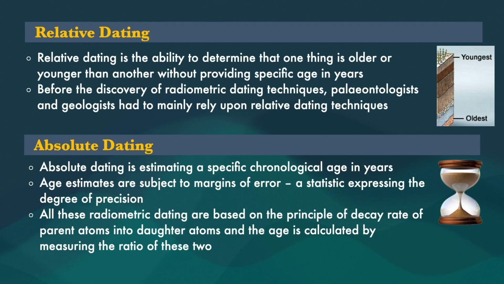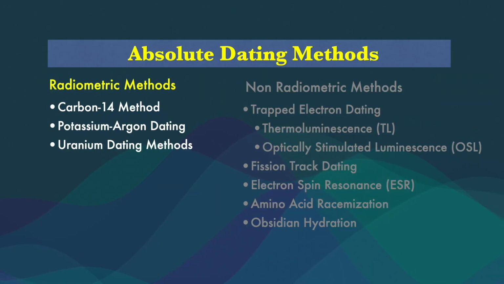At the broad level, there are two dating techniques: the relative dating technique and the absolute dating technique. Relative dating techniques try to determine the age of artifacts in a relative manner, whether the given artifact is younger or older than the other ones. Relative methods do not try to associate a specific age or date to the artifact. The absolute dating methods, on the other hand, try to estimate a specific chronological age in terms of years. The absolute dating methods are of two types: radiometric methods and non-radiometric methods.